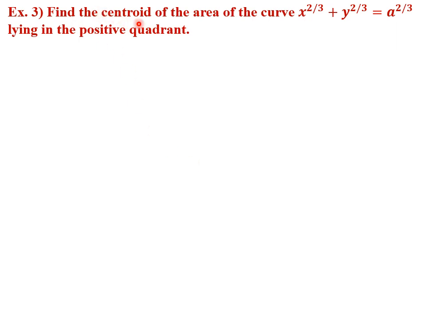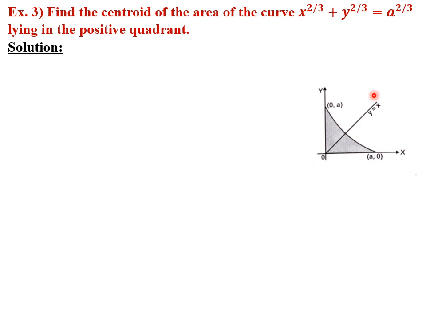Find the centroid of the area of the curve x raised to 2 by 3 plus y raised to 2 by 3 is equal to a raised to 2 by 3 lying in the positive quadrant only. So you know very well the nature of this curve, actually this is the asteroid, and the nature of that curve is shown in this figure, and we have to consider only the area bounded by this asteroid in a positive quadrant only. So from the figure, it must be clear to you all that this shaded area is symmetric about the axis y is equal to x, and this is the axis of symmetry for this area.